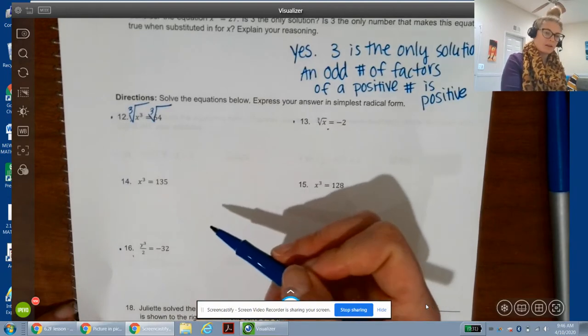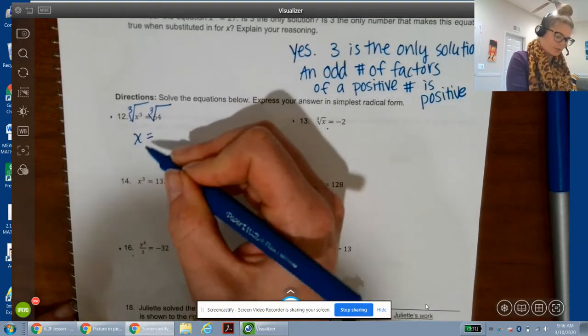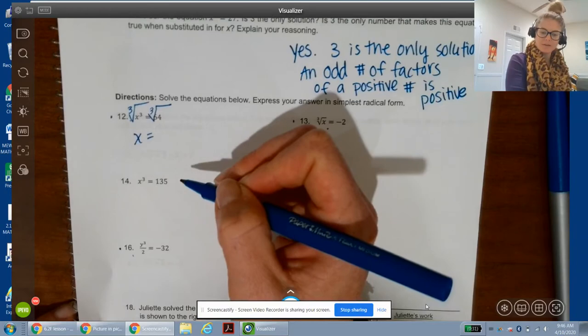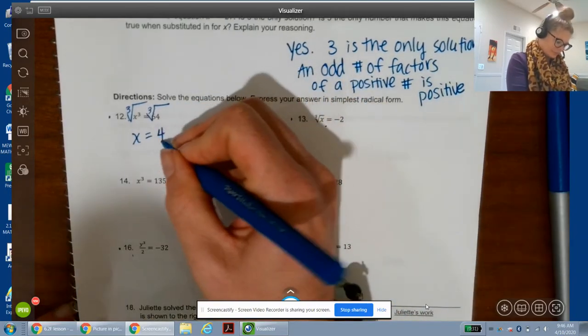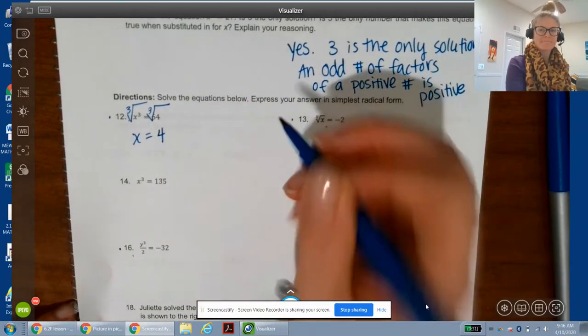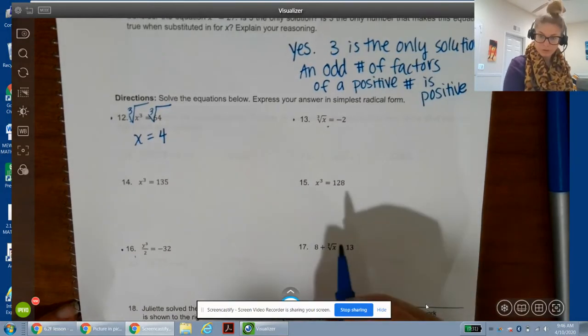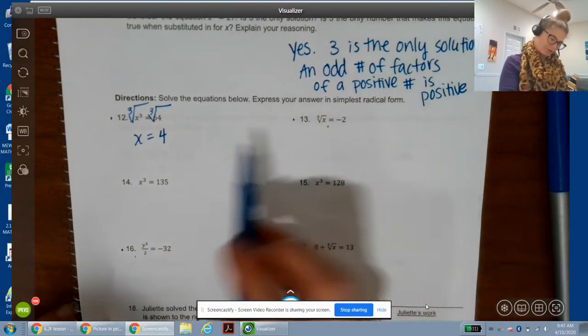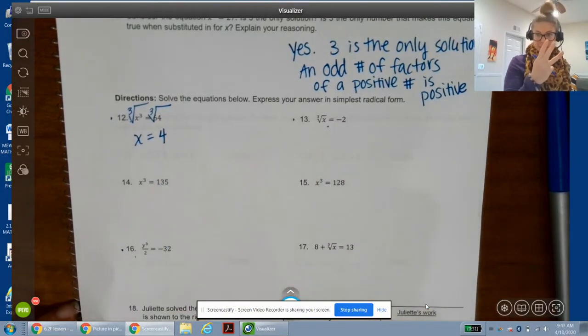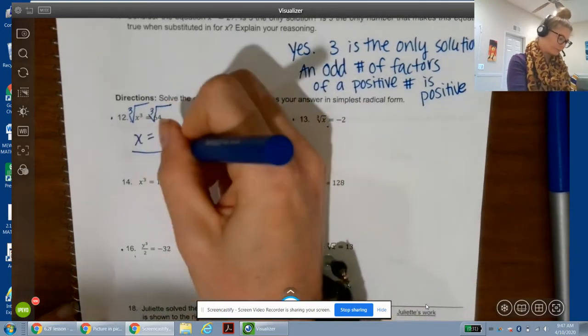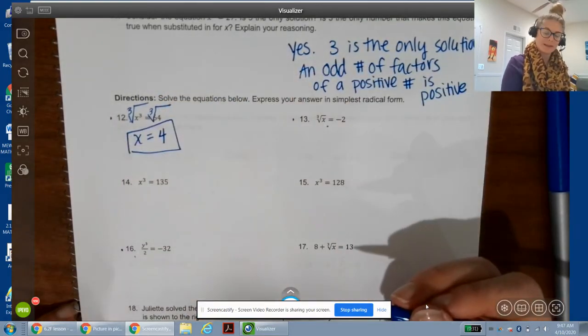So now we know that x is equal to, what's the cube root of 64? 4. Do I need a plus or minus there? No, you don't. And it's not something you have to memorize. You just think about it logically. 4 times 4 times 4 is positive 64. Negative 4 times negative 4 times negative 4 would be negative 64. So we're good with that answer.